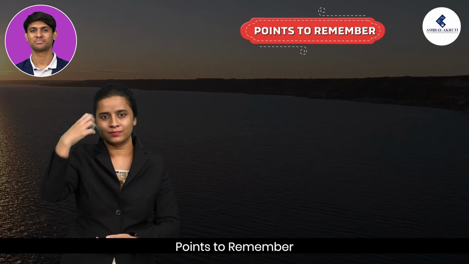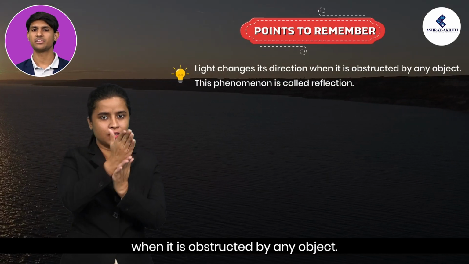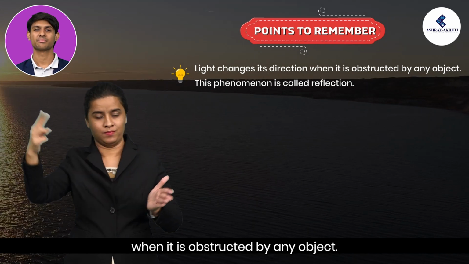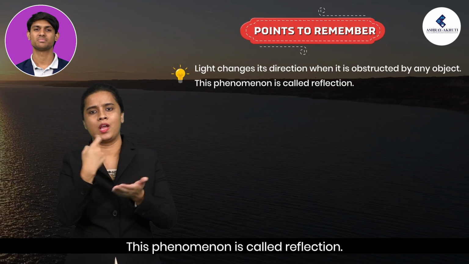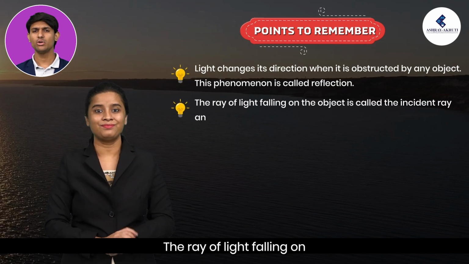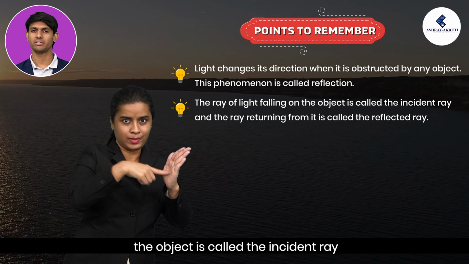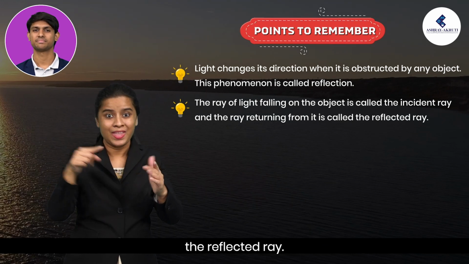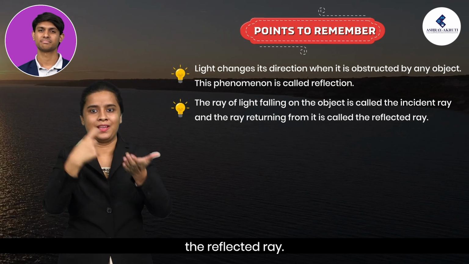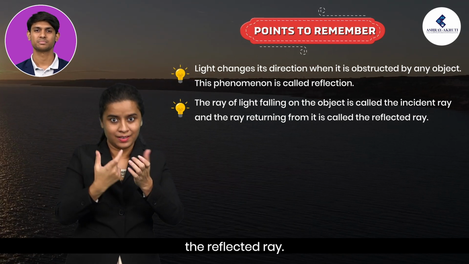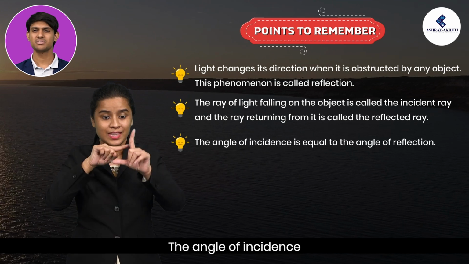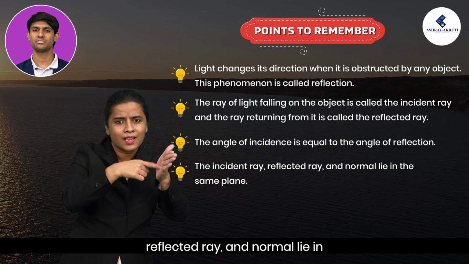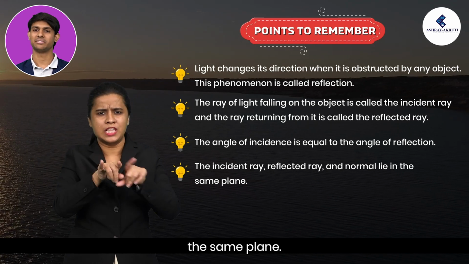Points to remember. Light changes its direction when it is obstructed by any object. This phenomenon is called reflection. The ray of light falling on the object is called the incident ray, and the ray returning from it is called the reflected ray. The angle of incidence is equal to the angle of reflection. The incident ray, reflected ray, and normal lie in the same plane.